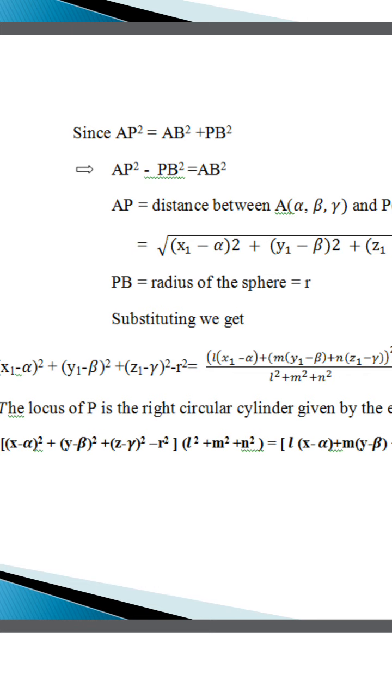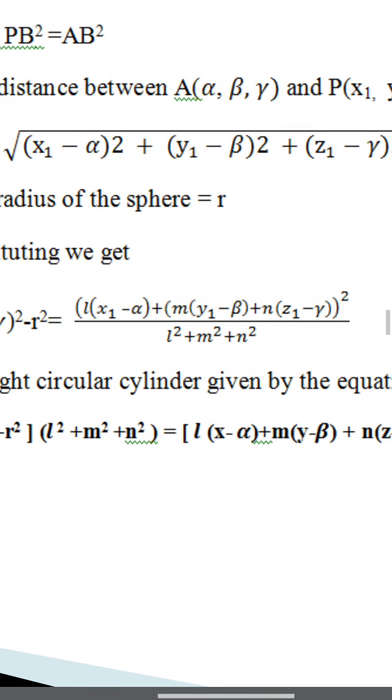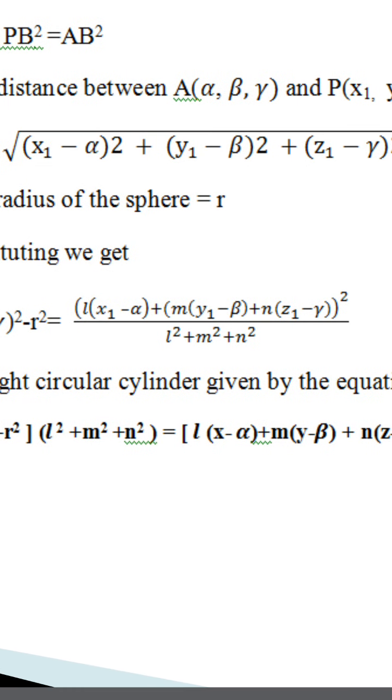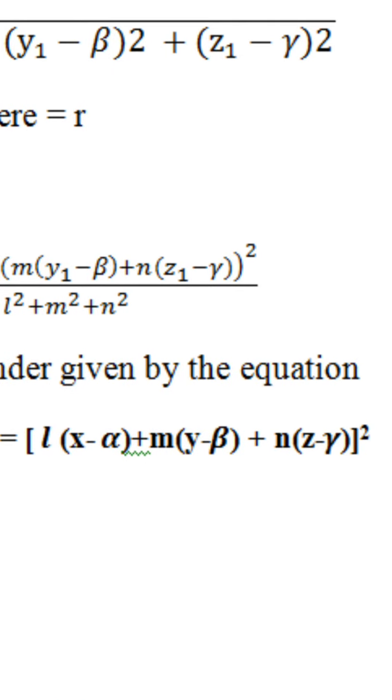On the LHS, if you observe, (x minus alpha) whole square, (y minus beta) whole square, that means each term has a square and then we are adding the terms, right? Whereas on the right hand side, L into (x minus alpha) plus m into (y minus beta) plus n into (z minus gamma), for the entire term you have a square. So don't get confused while writing this right circular cylinder.